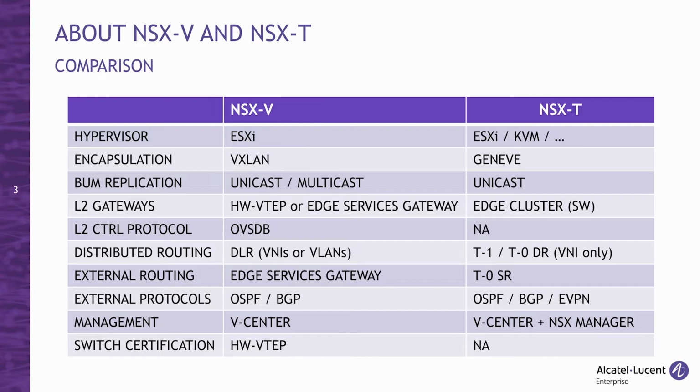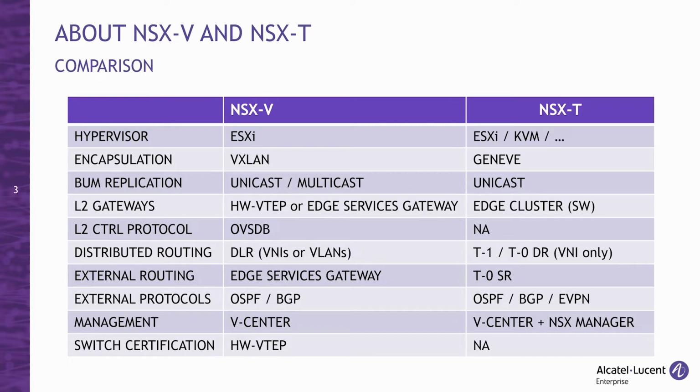Both NSX-V and NSX-T support distributed routing. In the case of NSX-V, this is called the distributed logical router, and in the case of NSX-T, this is called the T1 or T0 distributed router. NSX-T has hierarchical routing in two tiers, where T0 is capable of interconnection with the outside world and can run traditional routing protocols such as BGP, but T1 is for internal routing only and does not run any traditional routing protocol.